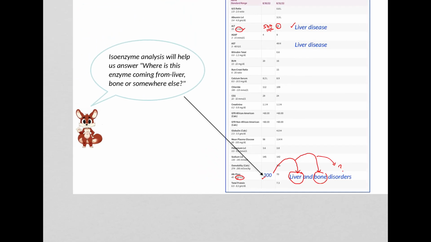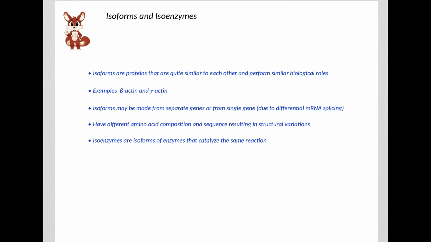And to answer the question, where are these high levels of alkaline phosphatase coming from, we do what we call an isoenzyme analysis. So by analyzing isoenzymes, we can tell where exactly the enzyme is coming from. Is it coming from liver, bone, or somewhere else? So before we talk about isoenzymes, a few definitions will be good to review at this point.